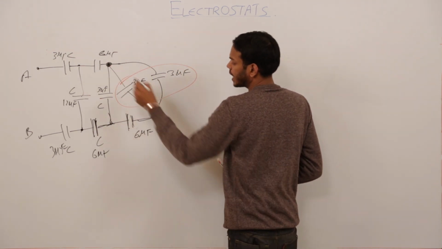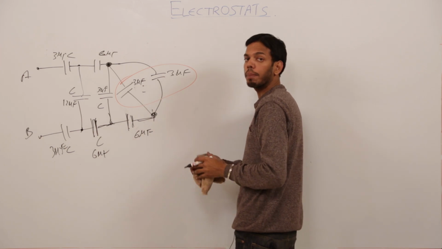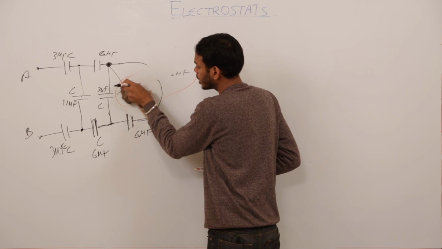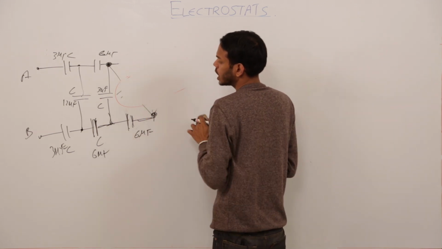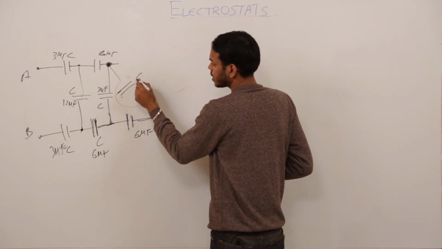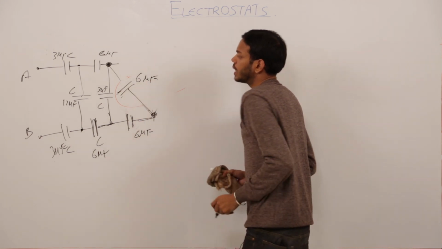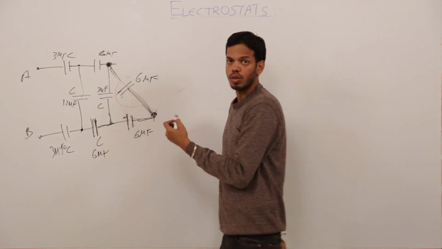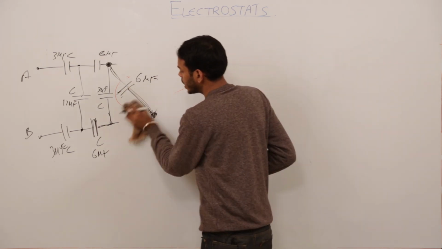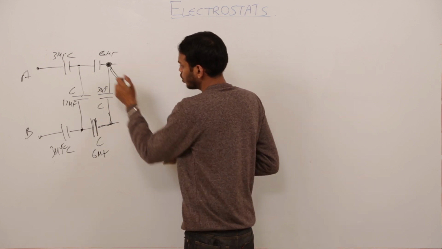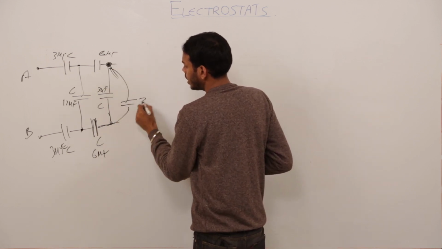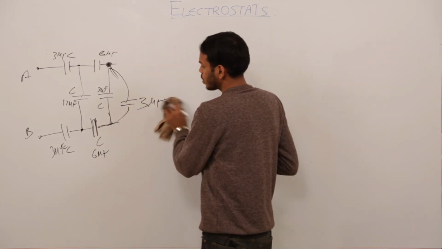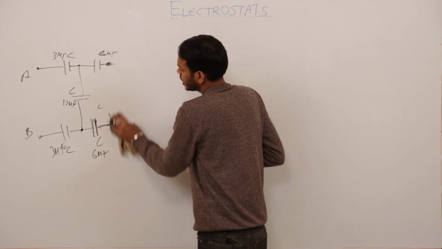But these 2 have common starting and ending points, so they will be in parallel. In parallel, the formula would be C equal to C1 plus C2. So ultimately, your answer for this would be what? 3 plus 3, that is 6. Then this capacitor and this capacitor, they are in series now. So for this, the answer would be 6 and 6 would be 3. So instead of this 6, you can make 3 microfarads, and this 3 and this 3 are now in parallel. So this gives you 6 microfarad.